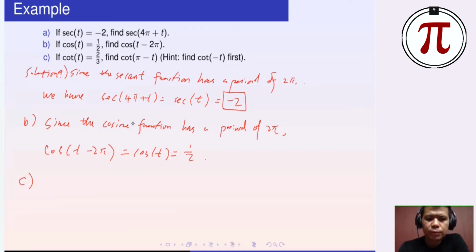C. What about this one? For this one, it's a little tricky, so you have to be careful. Hint: find the cotangent of negative t first. Is cotangent an even function or an odd function? It's an odd function, because it is cosine over sine, and we know that sine is odd and cosine is even.